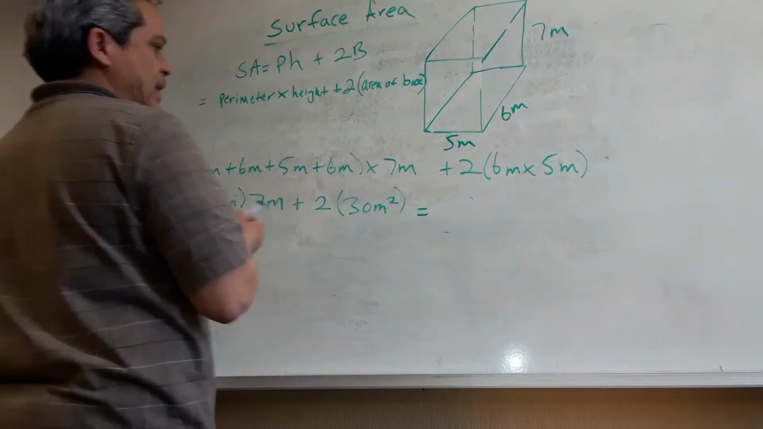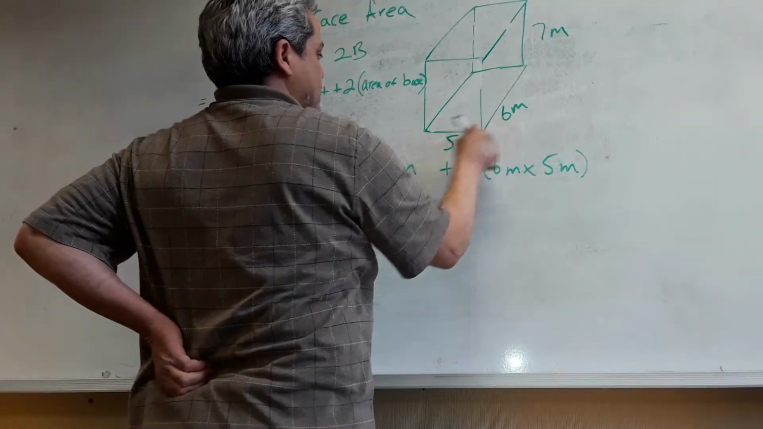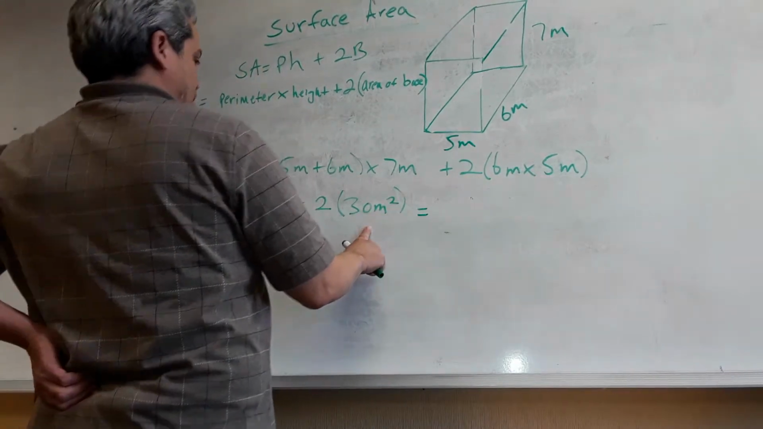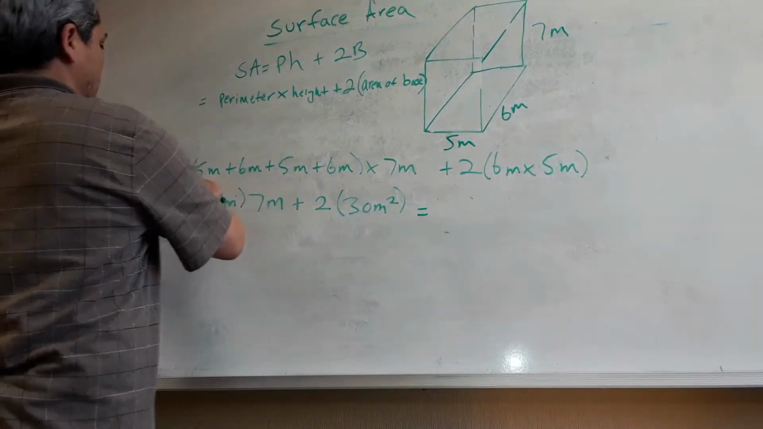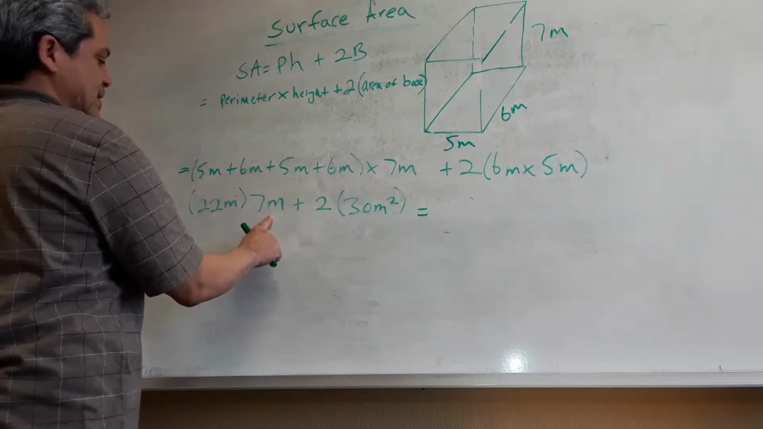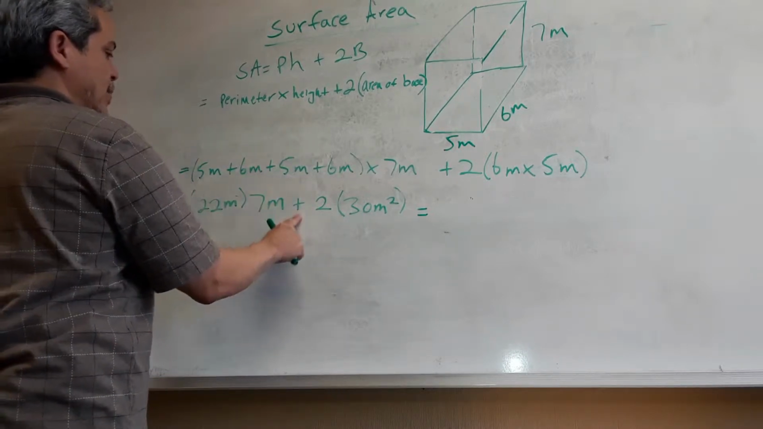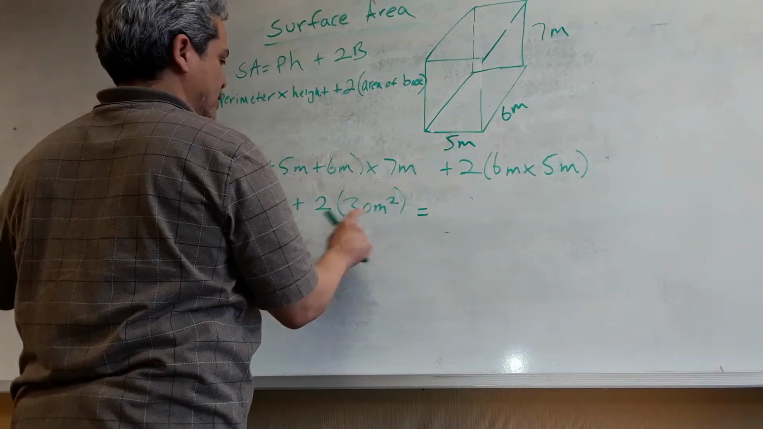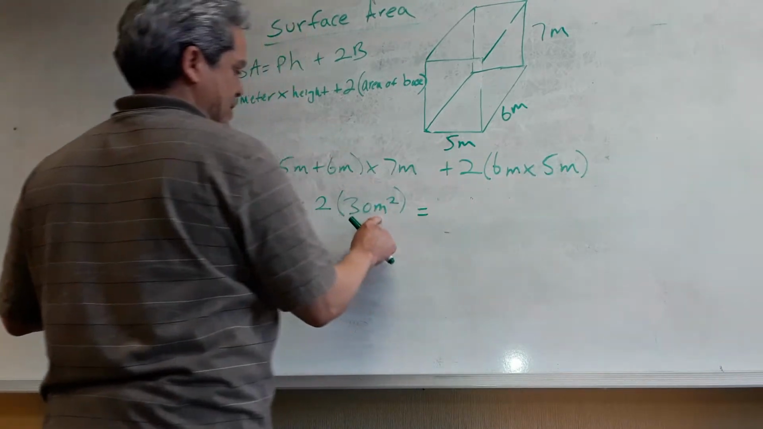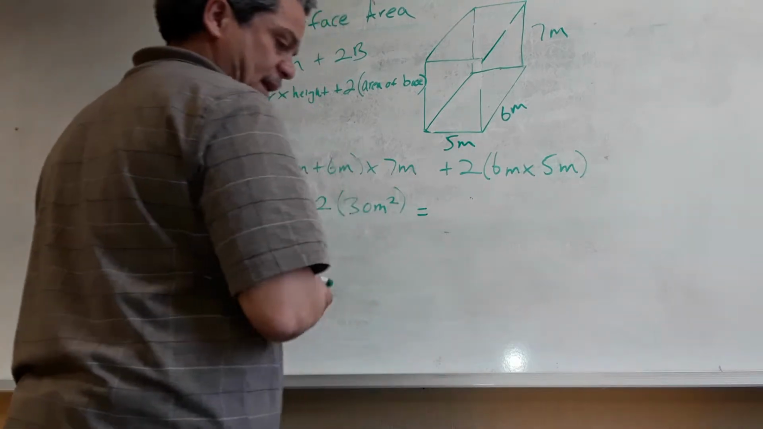How do we get the area of the base? Remember, length times width. 6 meters times 5 meters will give you the area of your base. So then we add the sides. We get 22 meters. Multiply by the height, 7 meters. Plus 2 times the area of the base. The area of the base, 6 times 5 is 30. Meters times meters is meters squared.